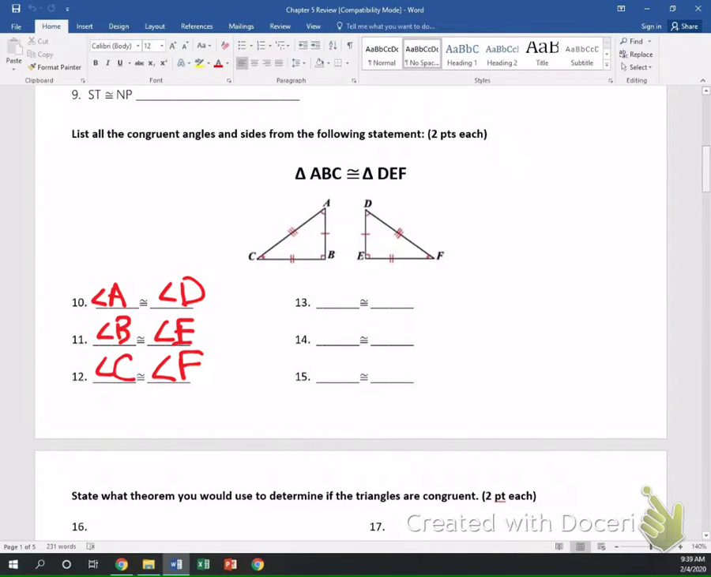Are some of our tests going to be modified since we are in time? Like, giving us answers? All right, so the next one, you do the sides. So AB would go with what? DE. DE, good. And BC would go with EF. And AC would go with DF. Good. All right, check those.